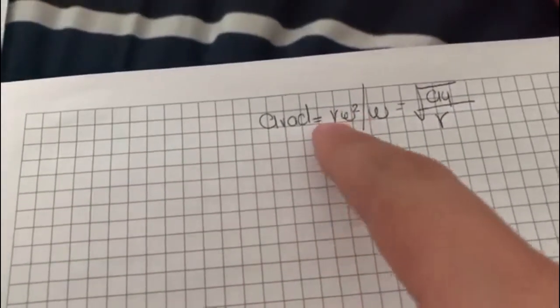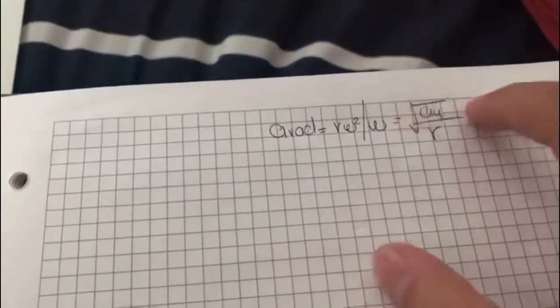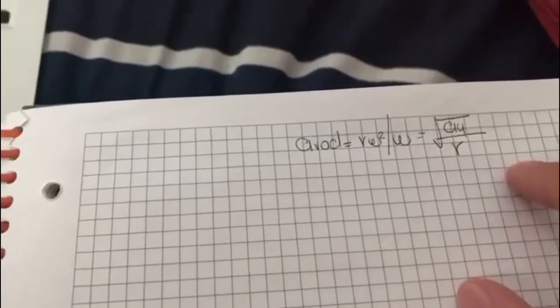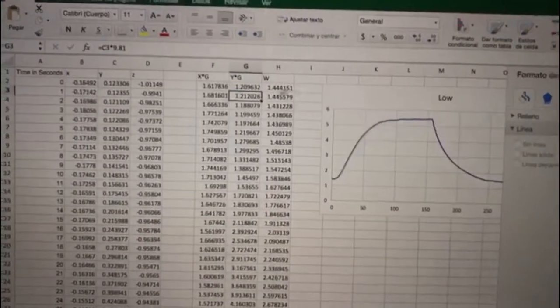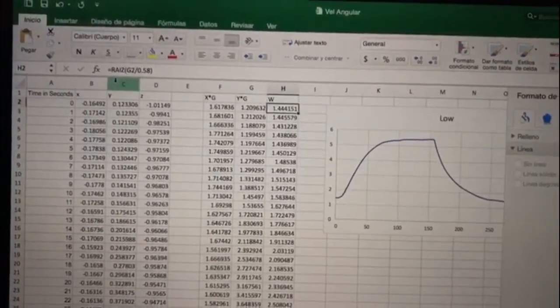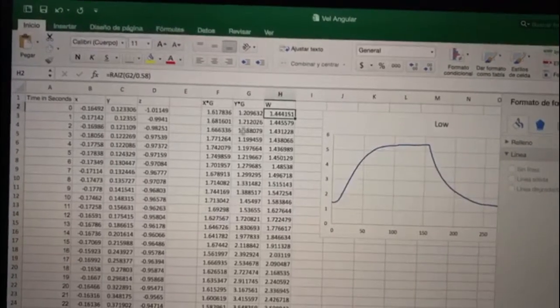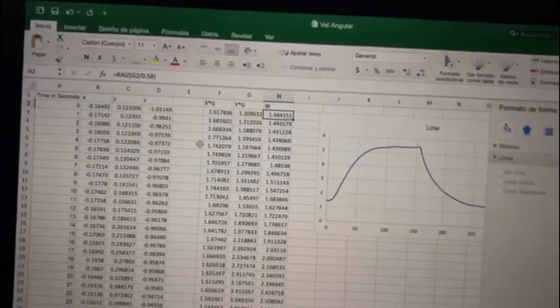So we know from the formula that acceleration equals radius times w squared, and then we can derive from this that w equals the square root of the acceleration divided by the radius. So we had those values. What we didn't have was w, so what we did was take the square root of the acceleration divided by the radius, which was 58 centimeters.